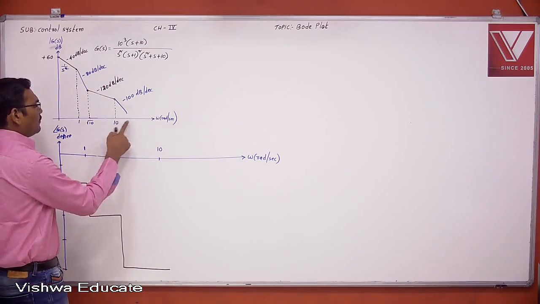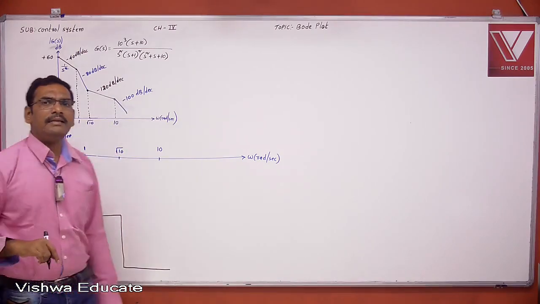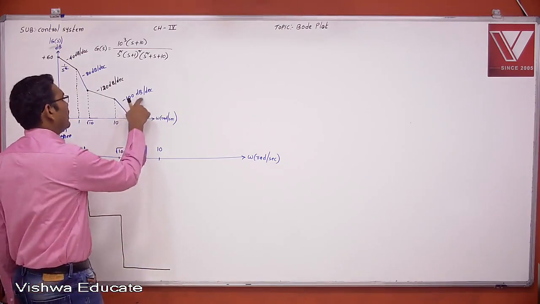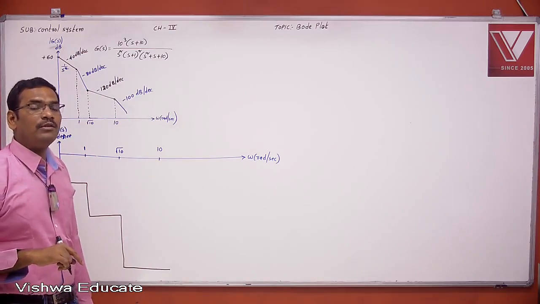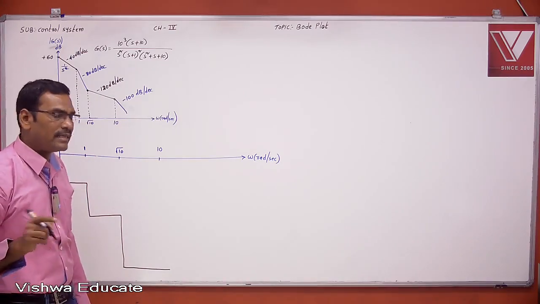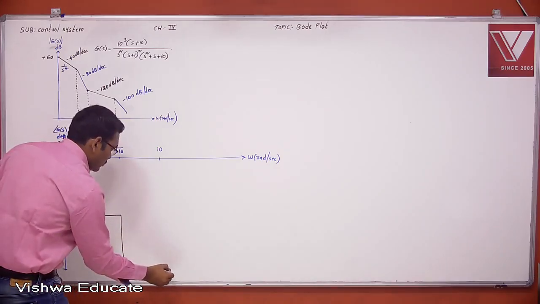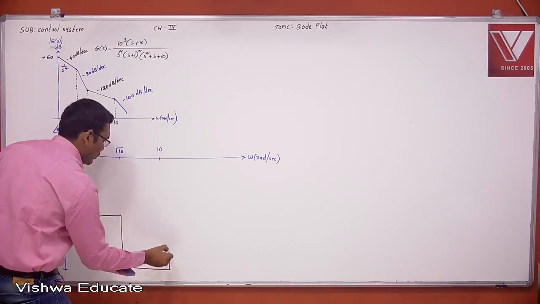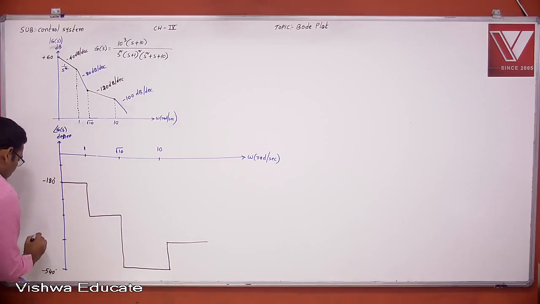Next, after 10, the slope is minus 100 dB per decade, which means 5 into minus 20, which means 5 into minus 90 degrees, which is minus 450 degrees. Now this is minus 450, but we are at minus 540. So this is minus 450 degrees.